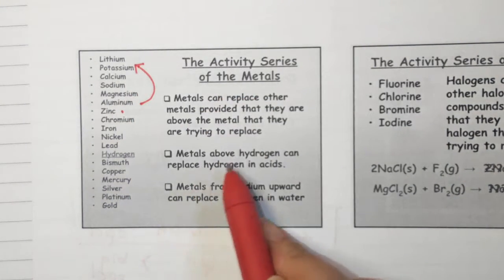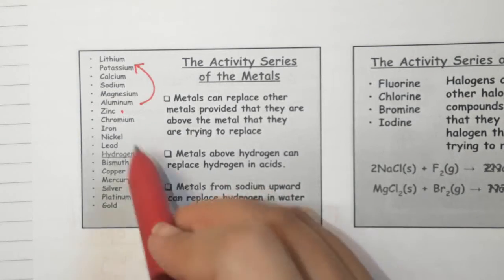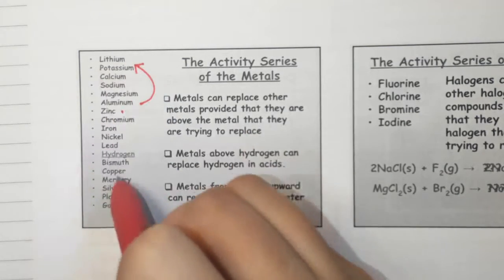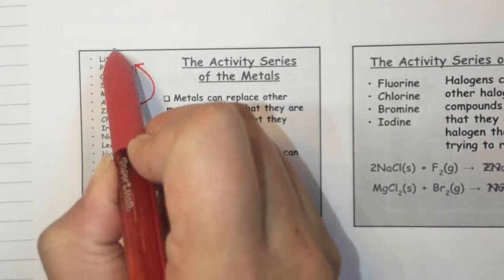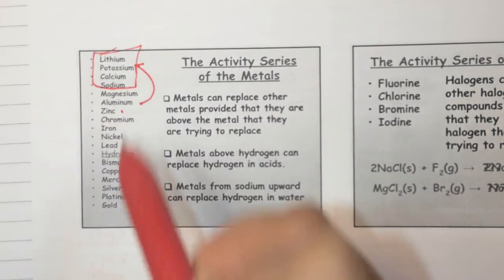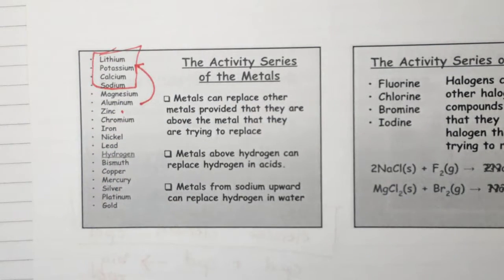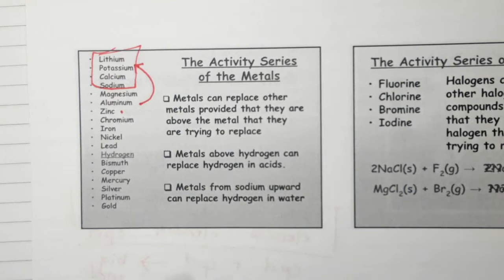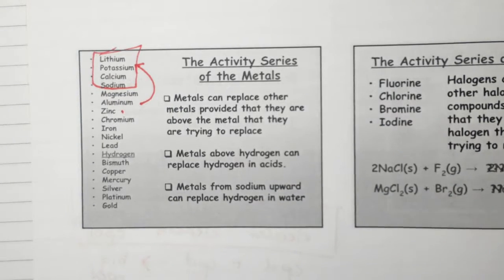And then, of course, metals above hydrogen can replace all acids. So all of these right here can replace acids, but these 4 at the top are the only things that can replace hydrogen in water. You also have to have that memorized. I will give you the chart. You just need to know how to read it.